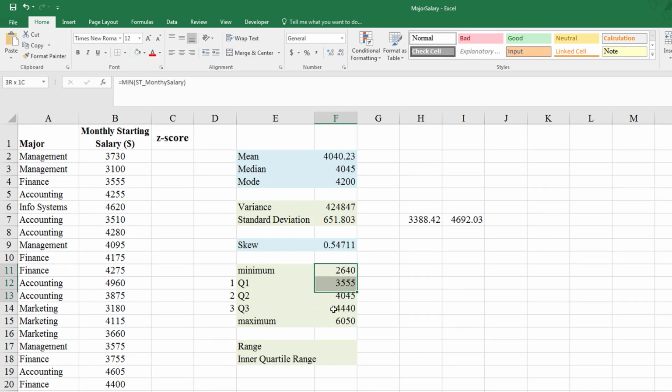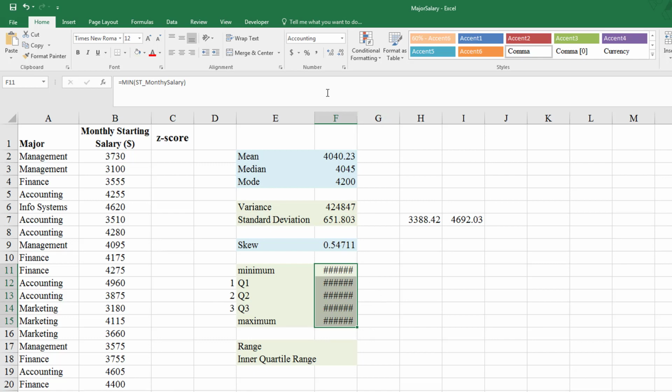So these numbers summarize all of my data. It is a 5-number summary. Smallest salary per month, $2,640. Largest salary per month, $6,050. And then everything in between, 50% of all the numbers are $4,045 per month or less. The other 50% are greater than $4,045.